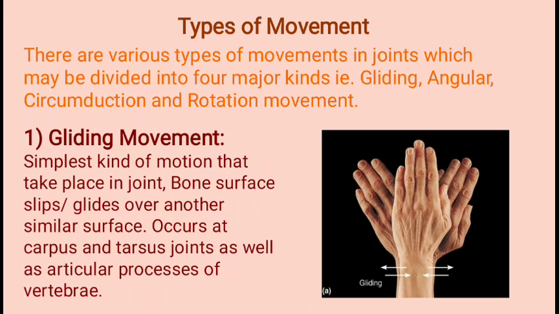So that occurs at which place? That occurs at the carpus and tarsus joints, as well as the articular process of the vertebrae. So here you can find out where this gliding movement takes place, mostly in the carpals, in our wrist, in our hand, as well as the tarsals in our legs, in our feet, and also in the articular process of the vertebrae. So there you can find the gliding movements.